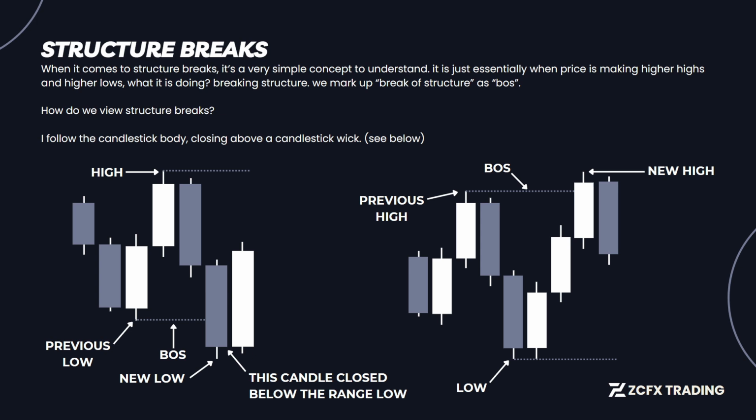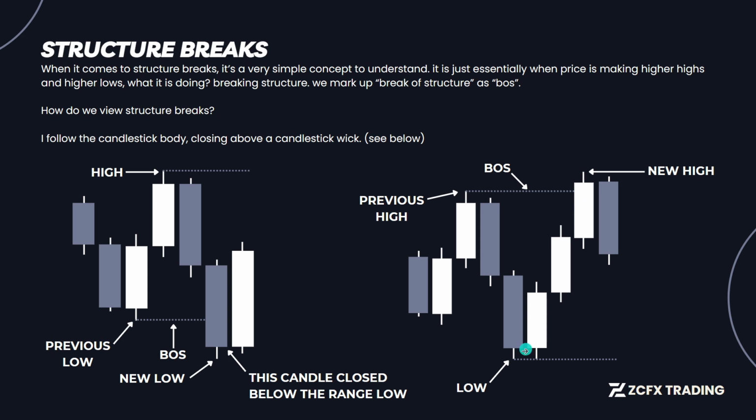If I were to ask you, when price is creating high highs and high lows, so moving up in a bullish market, what is it doing? It's breaking structure. We mark up the break of structure as BOS as well. How do you view structure breaks? I follow the candlestick body closing above a candlestick wick, so see below. We've got the high, we've got the low. Price breaks structure to the downside. We have a new low and we have a new high. That break of structure there is a BOS. That's what I mark up.